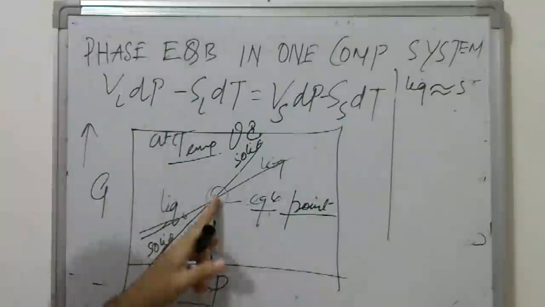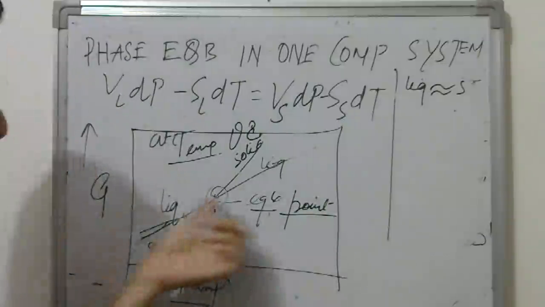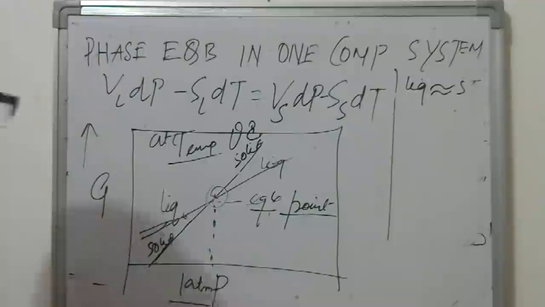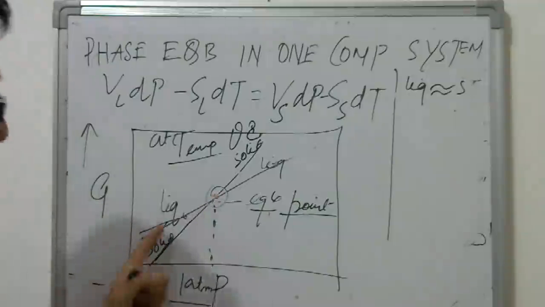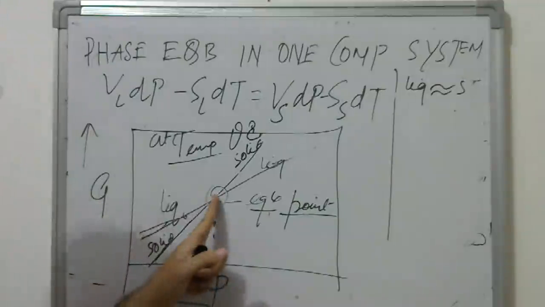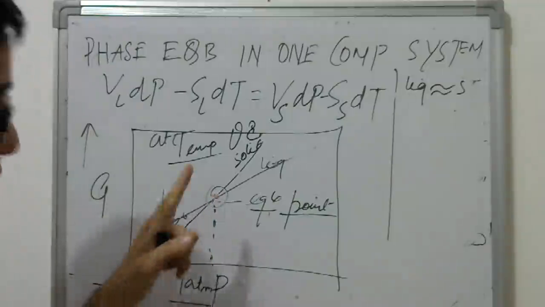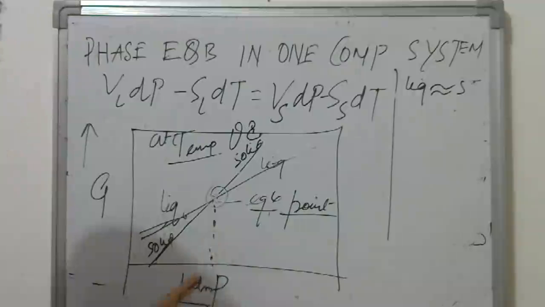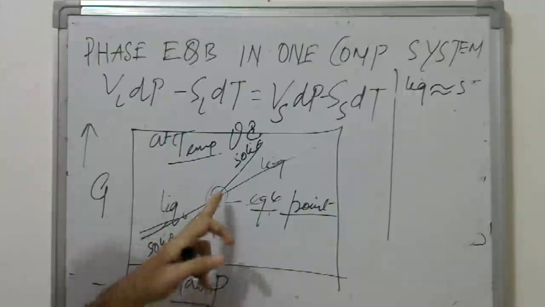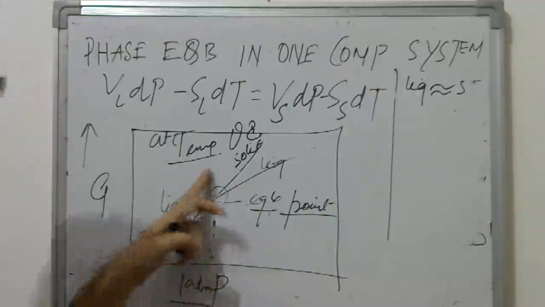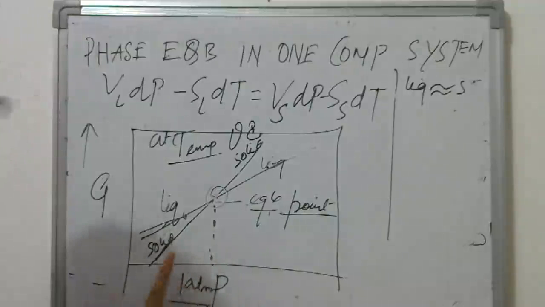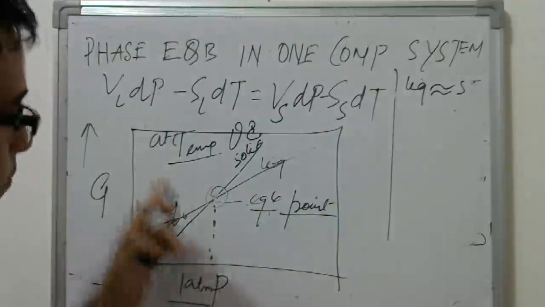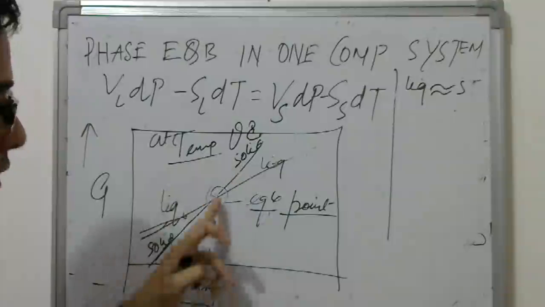See here, the liquid and the solid have the same free energy because they are intersecting. They are the intersection point. So the free energy change is zero. GL is the same as GS. So this is the equilibrium point for a given pressure and temperature. For H2O, this is 1 atmosphere and 0 degrees centigrade.